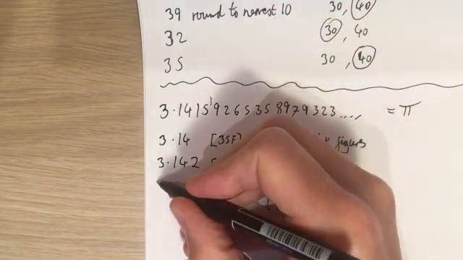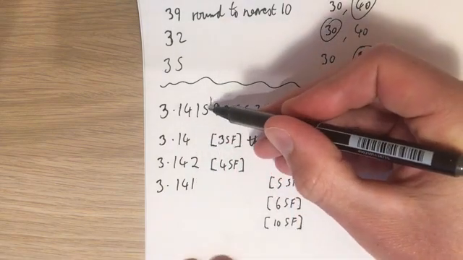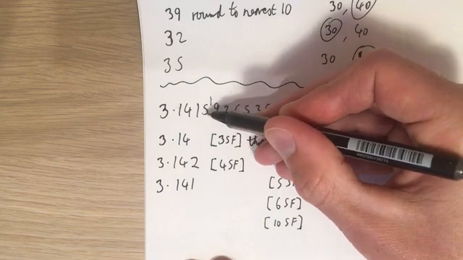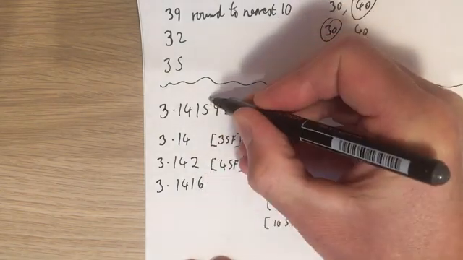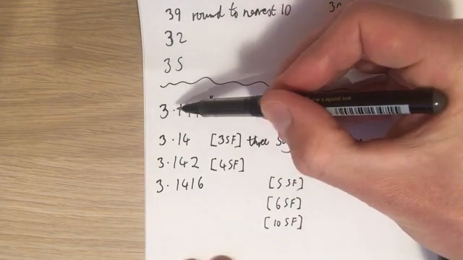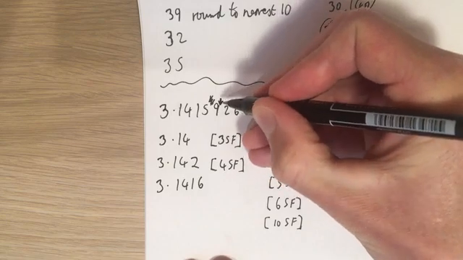So I need to write down 3.141, and then I look at this. The 5 is affected by the next number, the 9. It rounds up to therefore be a 6. Done. 6 significant figures. 1, 2, 3, 4, 5, 6 numbers, so I stop here.